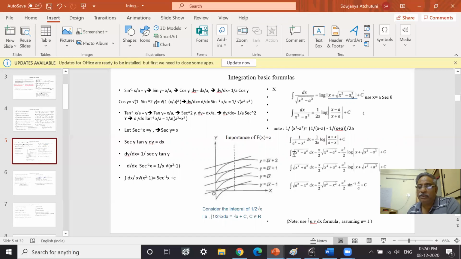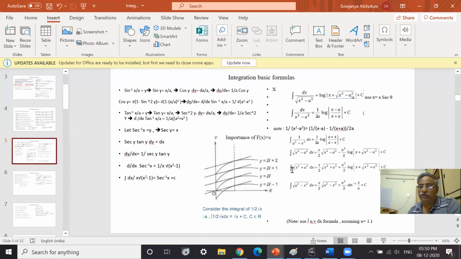The integration of 1 is x, and the differentiation of the square root of x square minus a square is 1 by 2 root x square minus a square. We have just seen that the integral of dx by square root of x square minus a square is log of x plus square root of x square minus a square plus c. So this is the formula we get by using the UV formula.